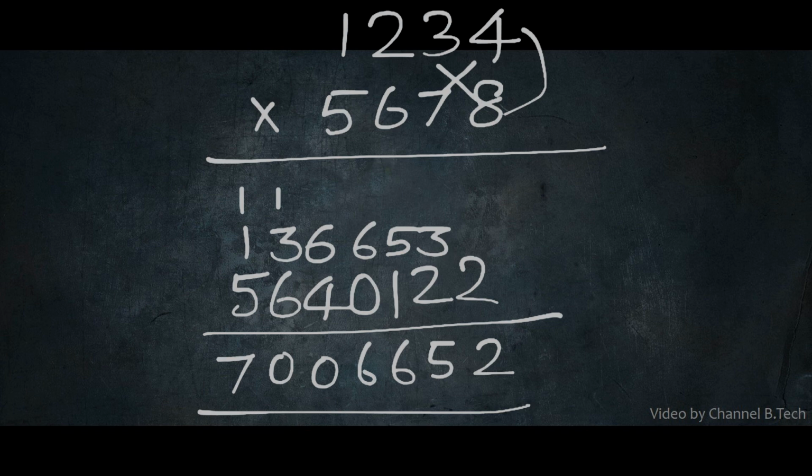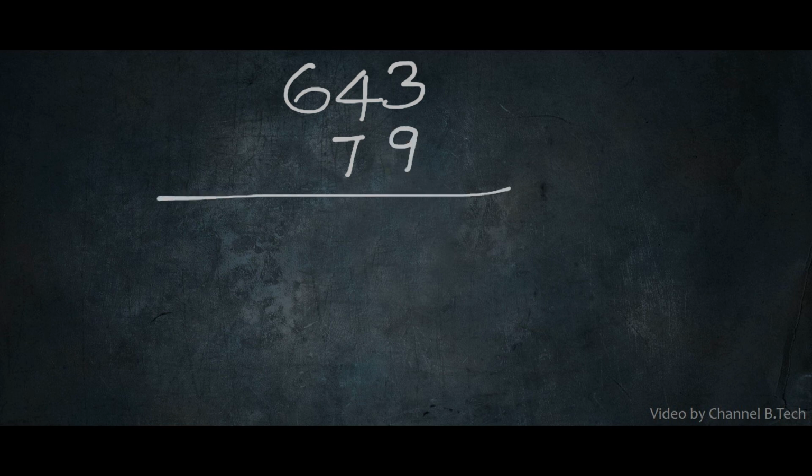Let us see another example now. In this example, I am taking this value 643 into 79. Now, when I multiply 6 and 7, I get 42. I write 42 like this. Now 6 into 9 will give 2 zeros. 4 into 7 will give 2 zeros. So I have to consider this as another set. So 6 into 9 is 54. 4 into 7 is 28. 54 plus 28 is 82. I write 8 here and 2 here.